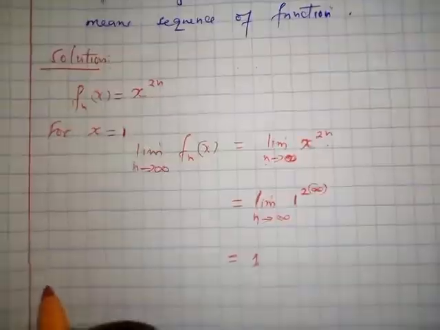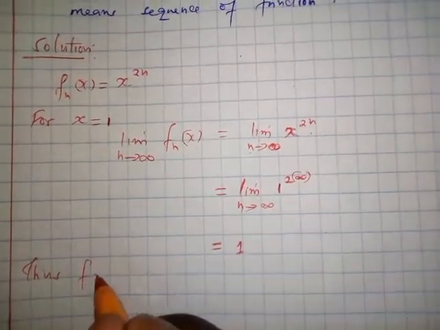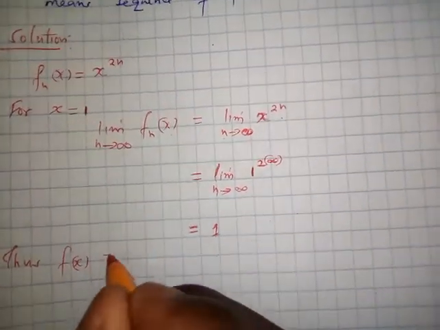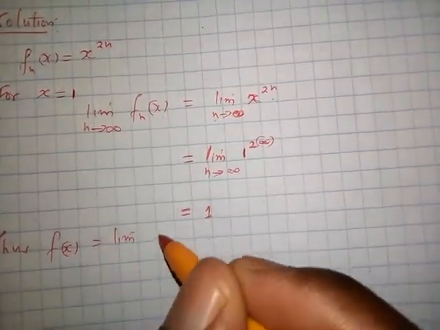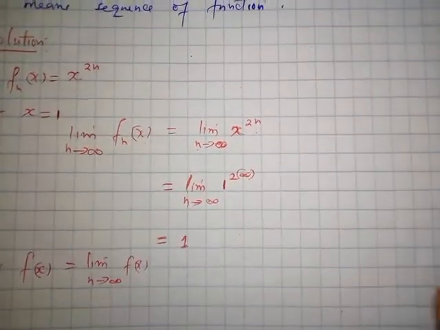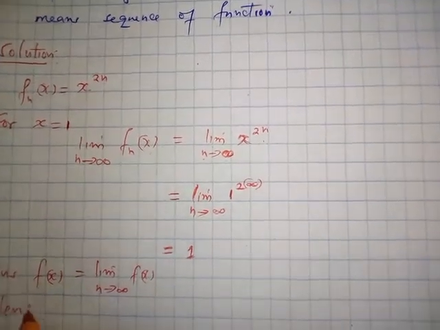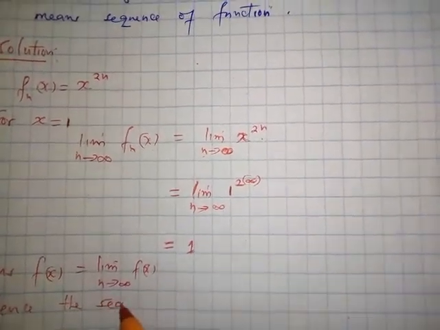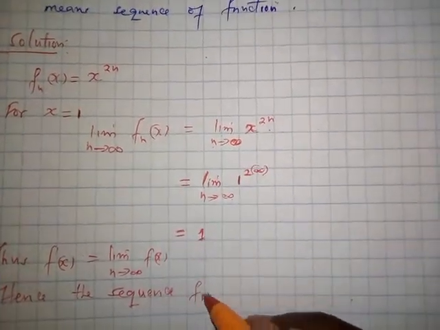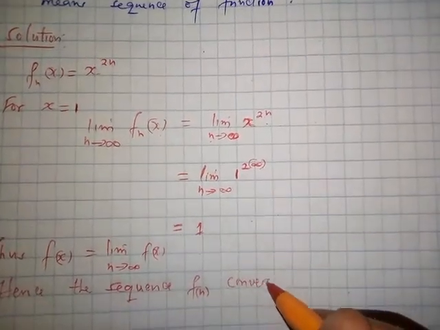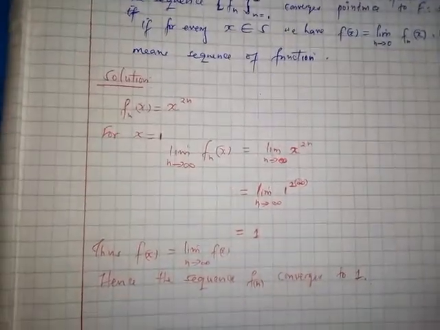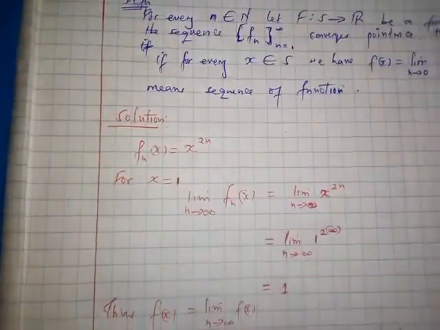And thus f(x) is equal to the limit of f_n(x) as n tends to infinity. Hence, the sequence f_n converges to 1.